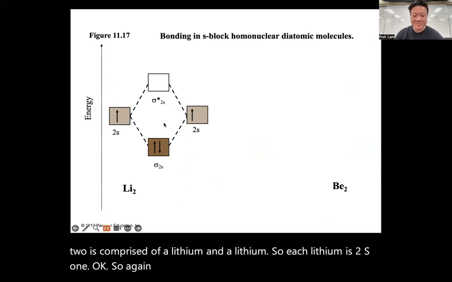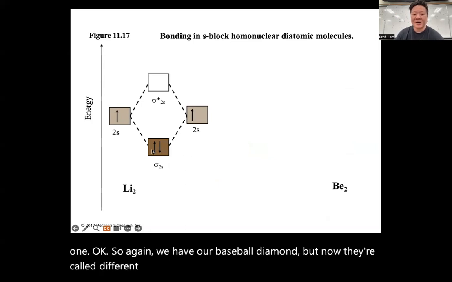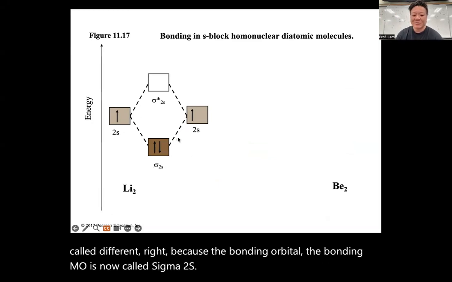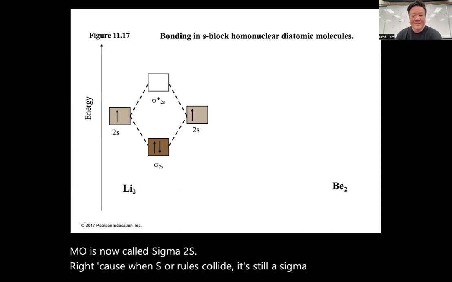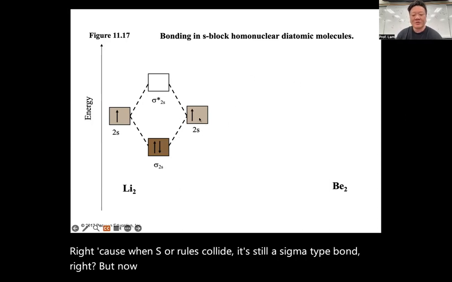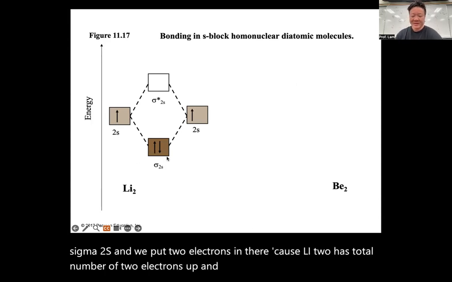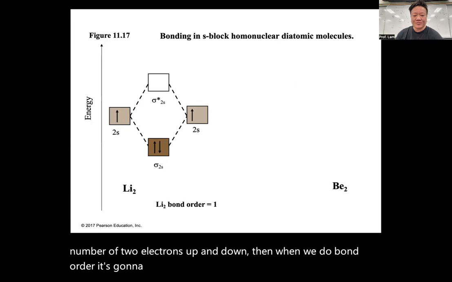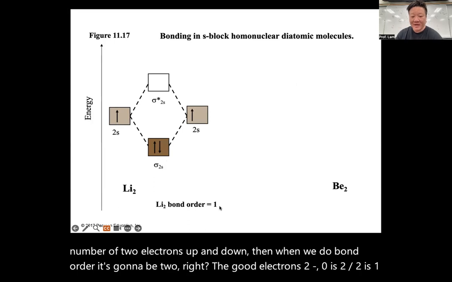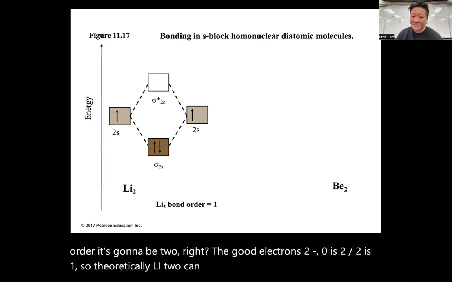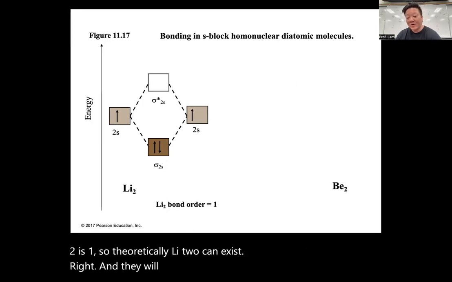So again, we have our baseball diamond, but now they're called different, right? Because the bonding MO is now called sigma 2s, right? Because when s orbitals collide, it's still a sigma type bond, right? But now it's from which orbitals? It's from the 2s. So now it's sigma 2s. And we put 2 electrons in there because Li2 has total number of 2 electrons, up and down. Then when we do bond order, the good electrons, 2 minus 0 is 2, divided by 2 is 1. So theoretically, Li2 can exist, right? And it will have a bond order of 1. That's what MO theory predicts.